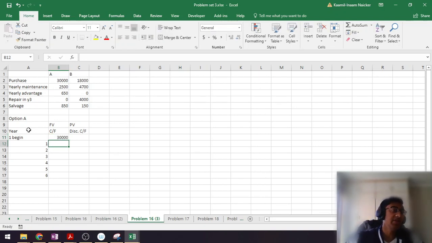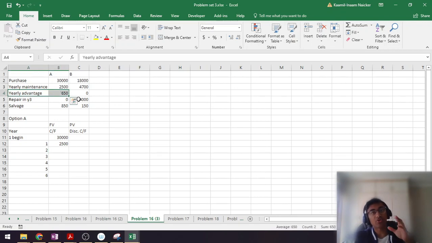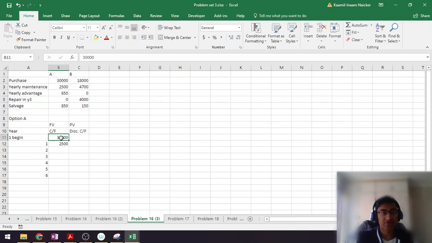Then you see, by the end of year 1, I will need to pay yearly maintenance of 2,500. But I also see that I have a yearly advantage of buying a superior product. So A is the superior product. So I've got this yearly advantage in that I save 650 rands a month. So remember now, this 30,000 is money going out of my bank account. This 2,500 is money going out of my bank account. Because I've got a yearly advantage, that represents money coming in. It's money that I'm saving, right? So I'm spending less money. So from my expenses, I can actually subtract the 650.